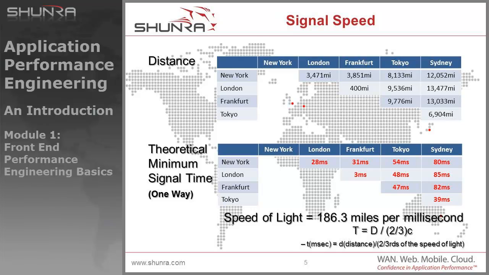Theoretically, our minimum signal time one way looks like this. So you'll notice, as I said before, London was about 28 milliseconds. And again, that's perfect conditions in a vacuum. Now, we all happen to know New York to London, we've never seen traffic flow at 28 milliseconds. If we look at Sydney, we'll see New York to Sydney is 80 milliseconds. Again, a little bit on the utopian side.